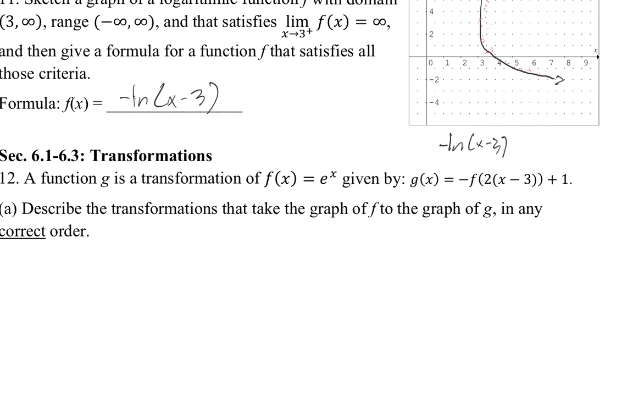Alright, so we are given these functions f and g, and we have to describe the transformation that takes f from g in the correct order. Okay, well, let's think about this. So, first thing we have to worry about is really what's inside of those parentheses, inside of the f function. So, I'd say that the first thing that happens here, because of this 2 right here, is that we horizontally compress by 1/2.